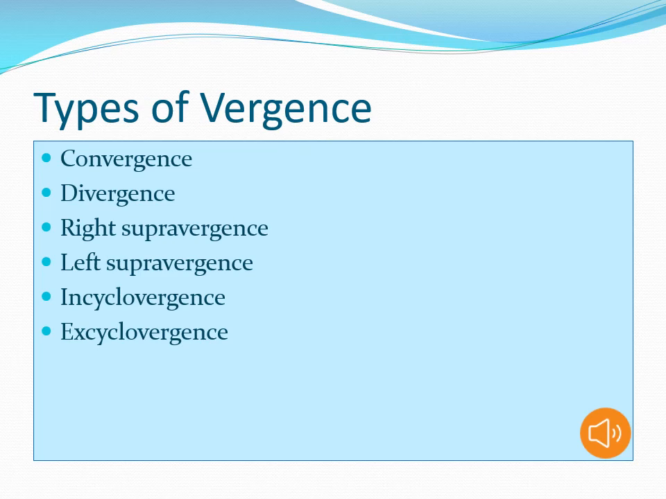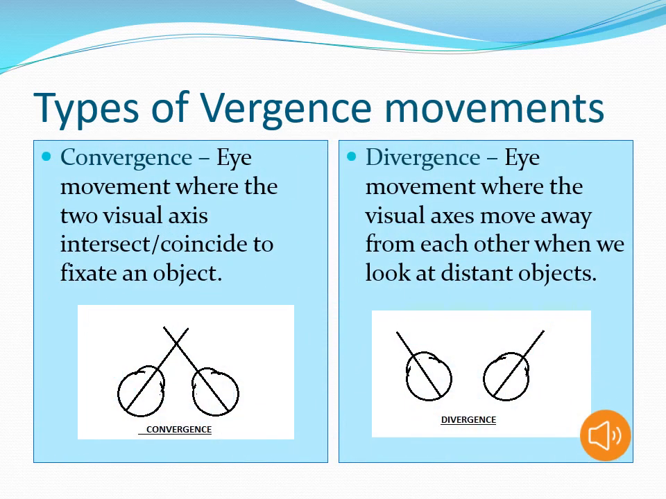There are 6 types of vergence: convergence, divergence, right supravergence, left supravergence, incyclovergence, and excyclovergence. As I mentioned earlier, the two common types of vergence movements are convergence and divergence. So what is convergence? When we see a near object specifically, the two visual axes or primary lines, whatever you call them, intersect. They have to intersect to fixate that object.